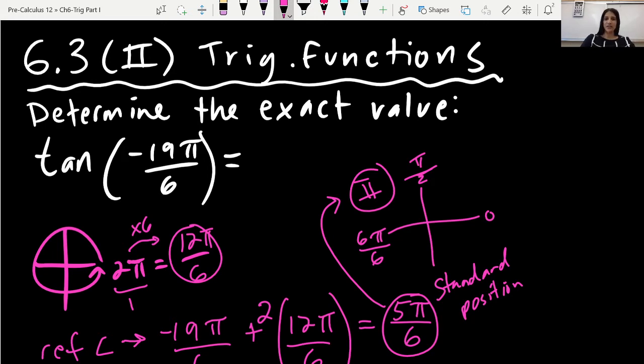Okay, so the reason I'm doing that is also the "All Students Take Calculus" rule. If I'm looking for tangent, I know that here sine is the only one that's positive, so I know my answer is going to be negative here.